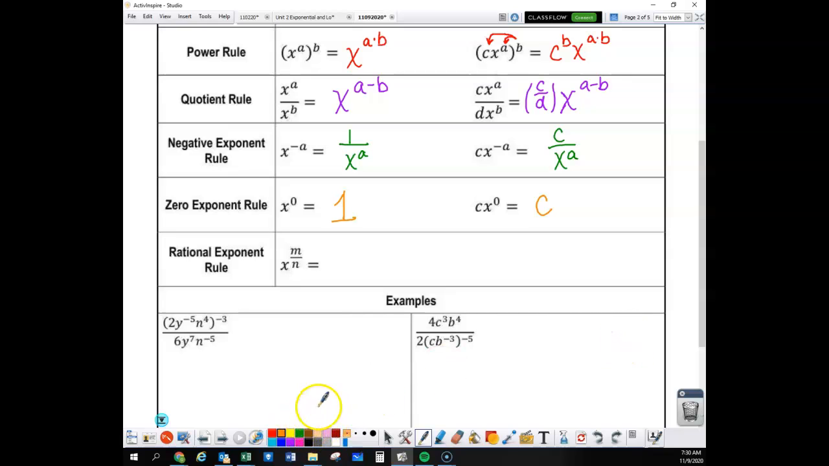And then finally, the rational exponent rule. That's if I have x raised to the power of a fraction, the denominator of that fraction is going to be the root, and the numerator is going to be the power. So this is going to be x to the power of m with the root of n. Whatever the denominator is, that's the root. So the nth root of x to the power of m. And you should be able to go backwards from here and here.